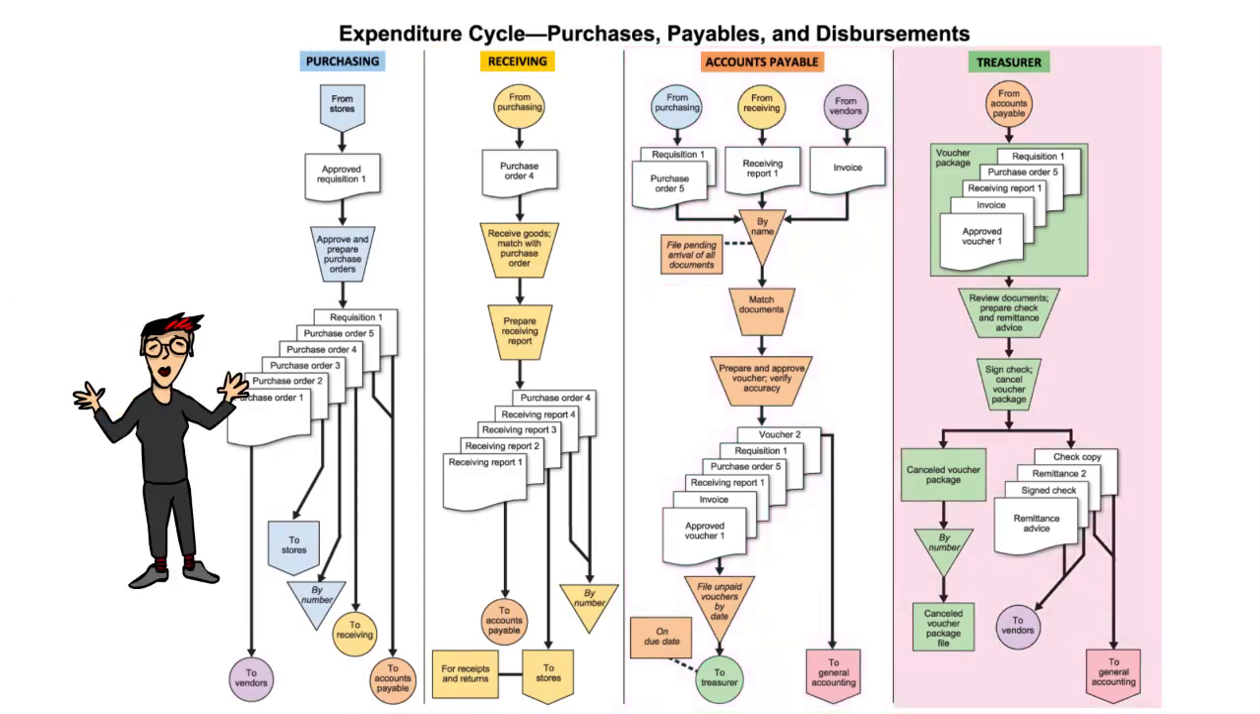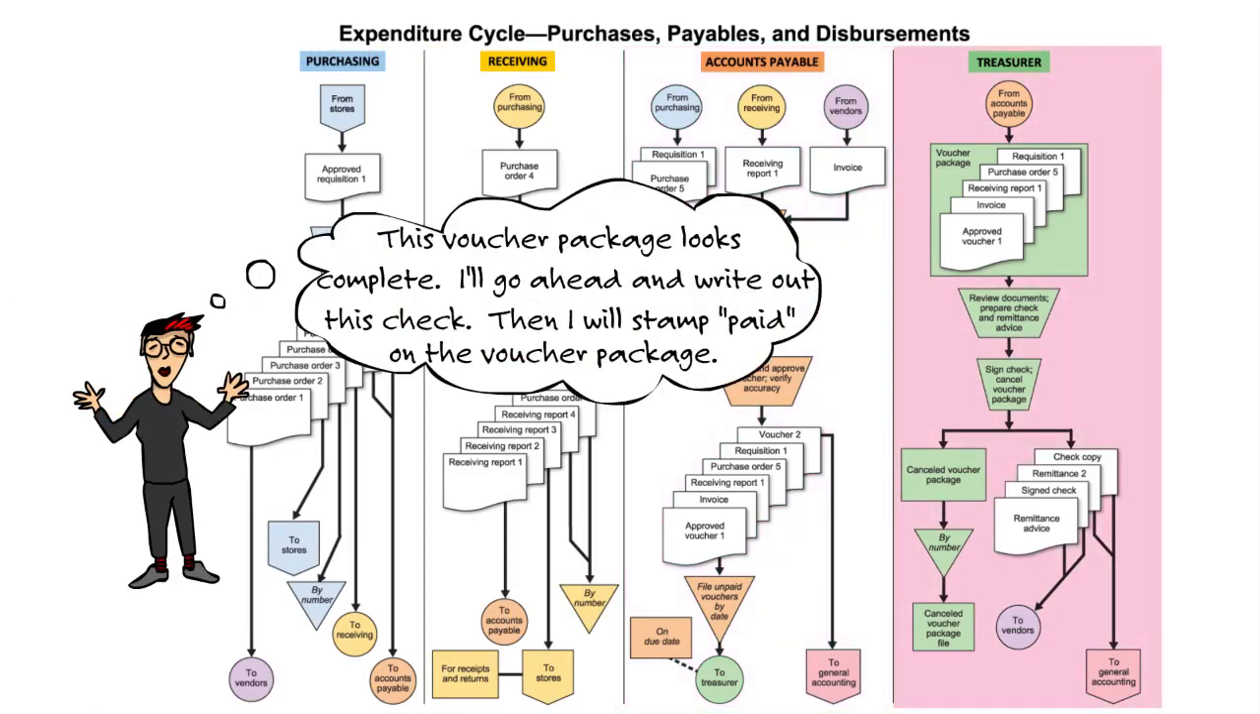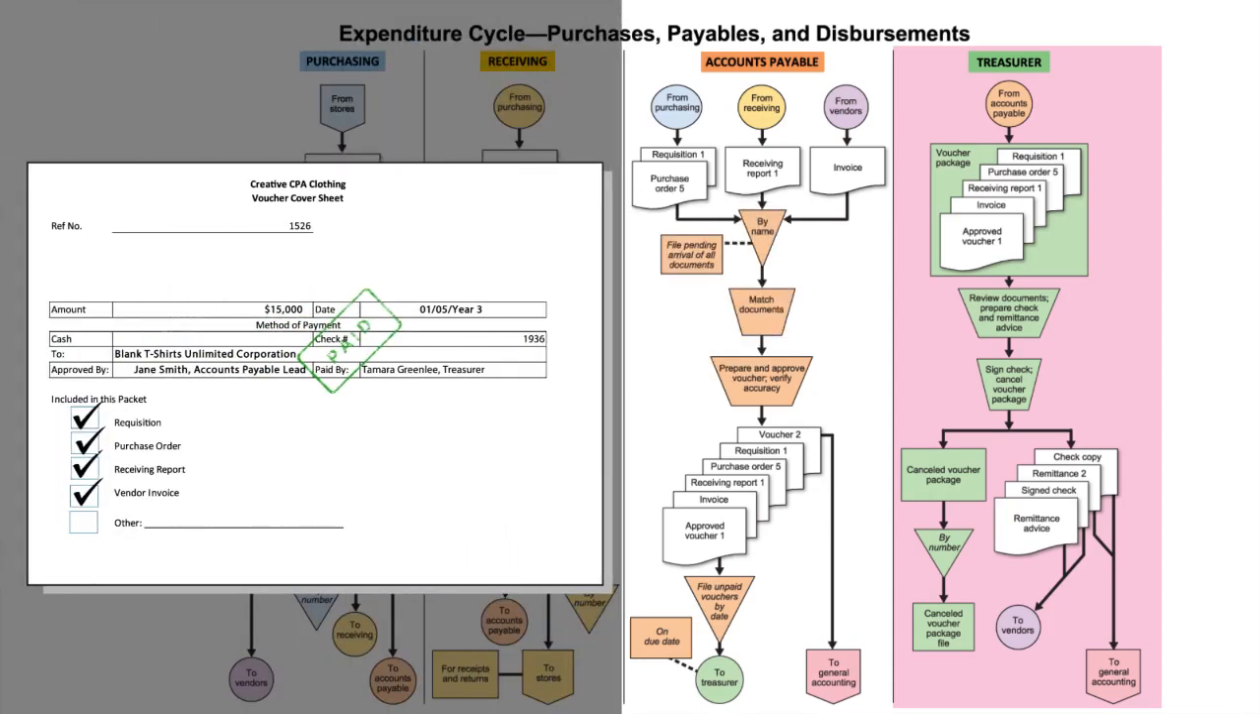Holly Hansen is the treasurer for our client. She's received the voucher package from Jane. This voucher package looks complete. I'll go ahead and write out this check. Then I'll stamp paid on the voucher package. And the check's in the mail. The voucher package heads back to accounting.